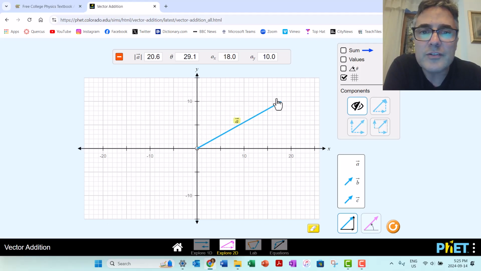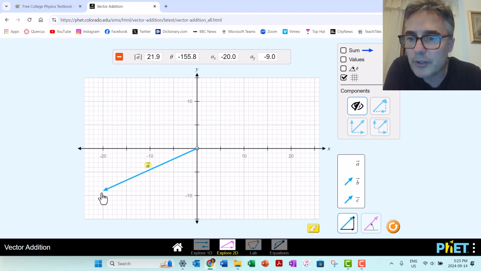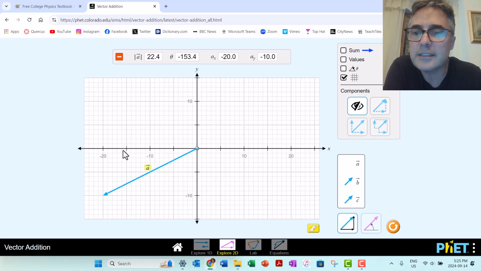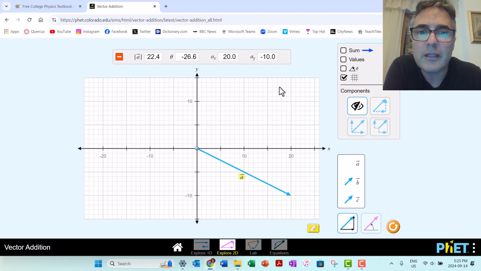And then there's the x and y components, and those are easy to see. If I put it right here, the y component, A sub y, is 10. The x component is 20. And if you put it over here in this quadrant, you've still got a y component of 10, but now you've got an x component of minus 15 or minus 20. If you put it over here, then both the components are negative. Ax is negative 20, Ay is negative 10, and over here you have a negative y component and a positive x component. So that's one vector.